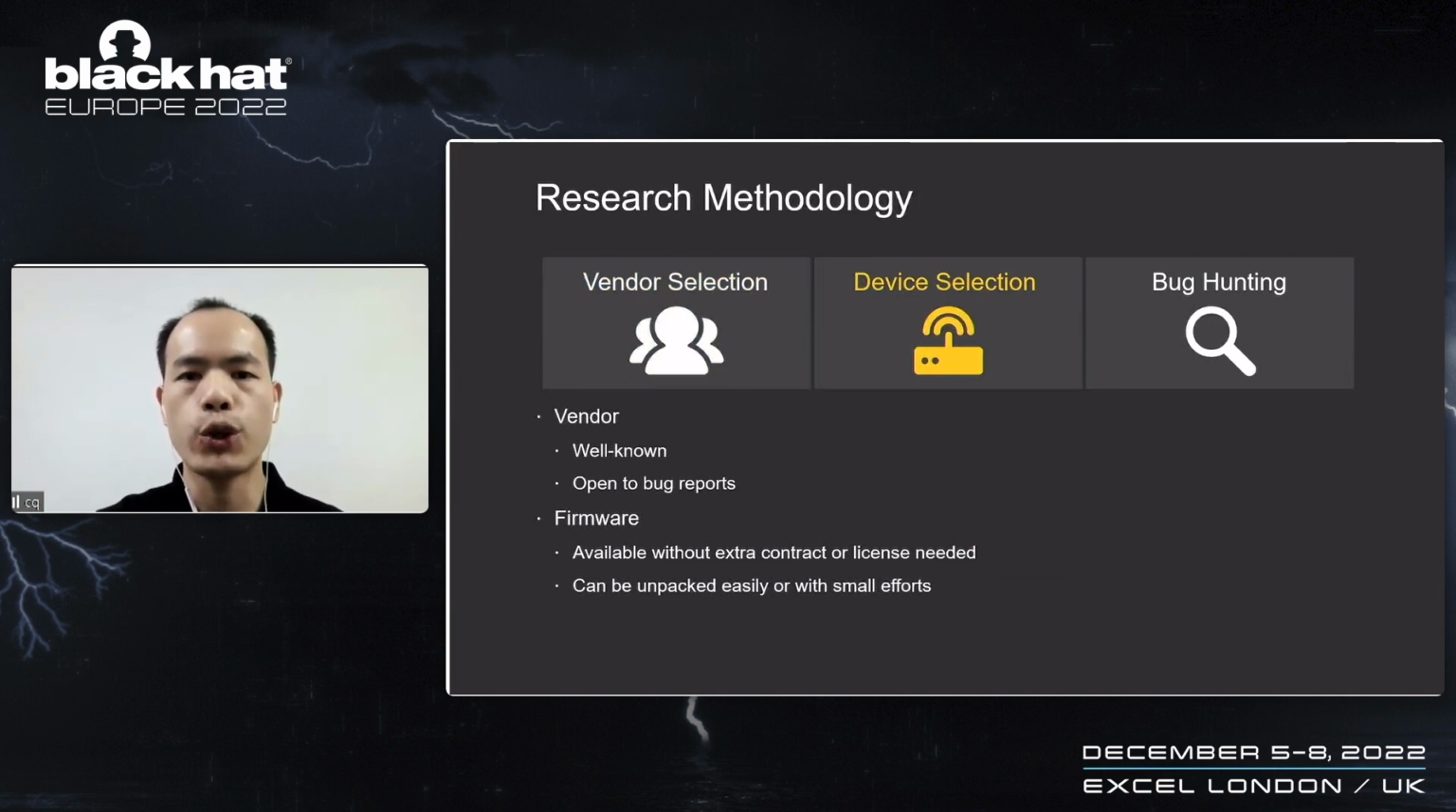The next step is device selection. We approach it in 2 dimensions: vendor and device firmware. As for vendor, it should be well known, so that its devices will be widely used. Then the vendor should have a public way to receive bug reports and be open to them. As for firmware, since we mainly conducted this research by static analysis, the device firmware should be available without an actual contract or license needed. Moreover, the device firmware can be unpacked easily or with small effort.